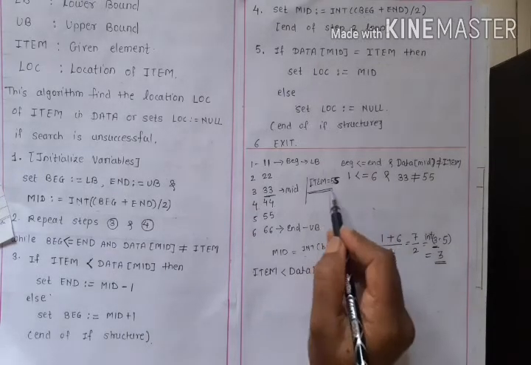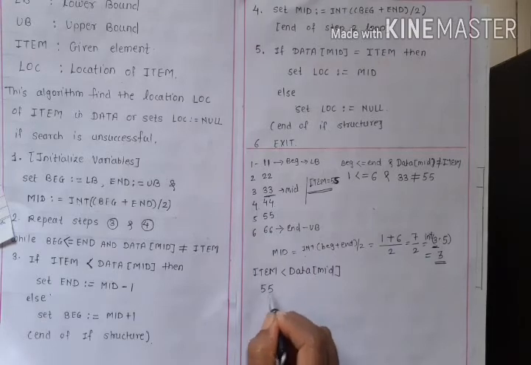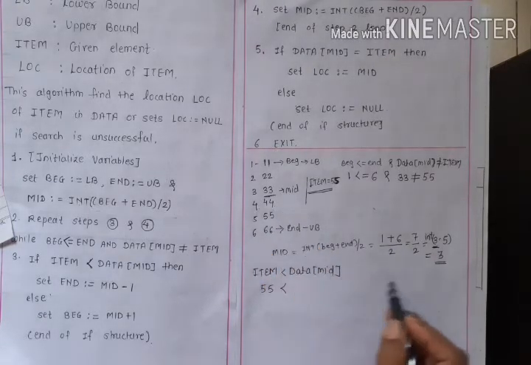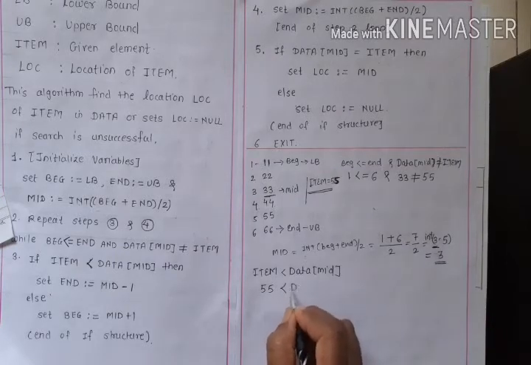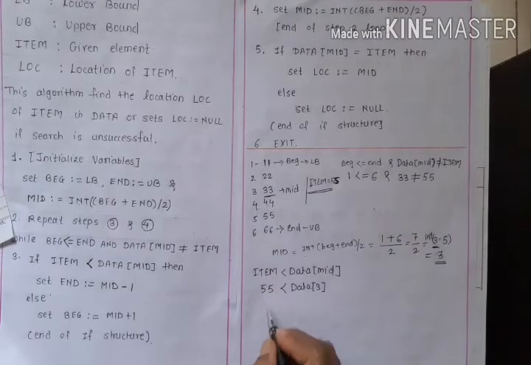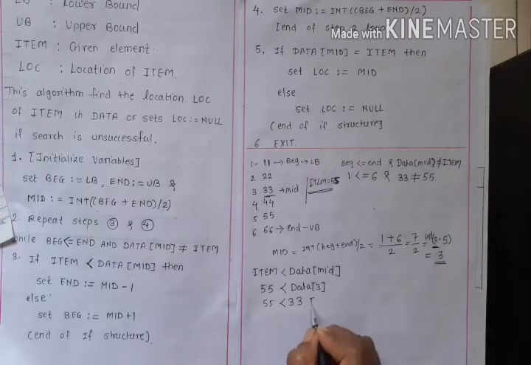What is the atom value? 55 less than data of mid. Data of mid means mid is 3, data of 3 in the third index. Which element is stored? 33. Is 55 less than 33? The condition is false. Then go to the else part.